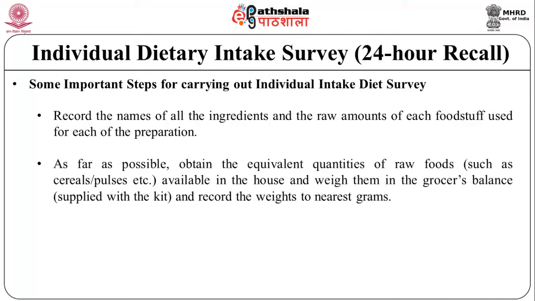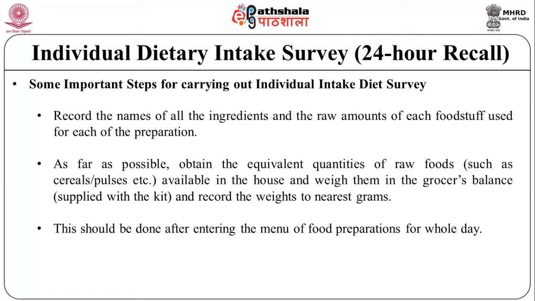As far as possible, obtain the equivalent quantities of raw food such as cereals, pulses, etc. available in the house and weigh them in the grocer's balance, which is supplied with the kit, and record the weights to the nearest gram. This should be done after entering the menu of the food preparation for the whole day.